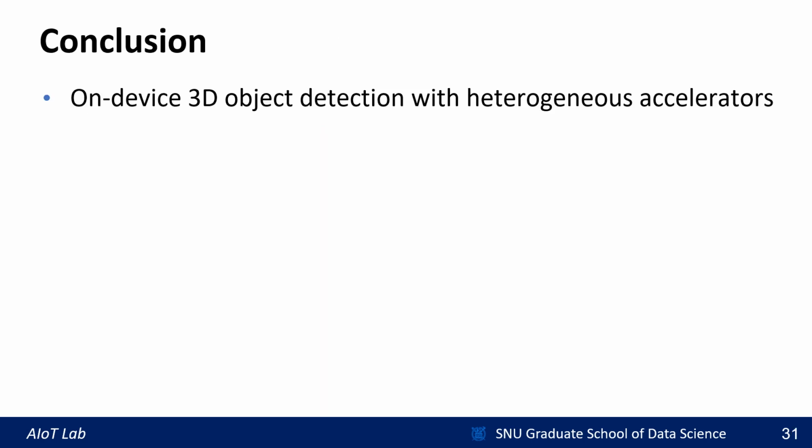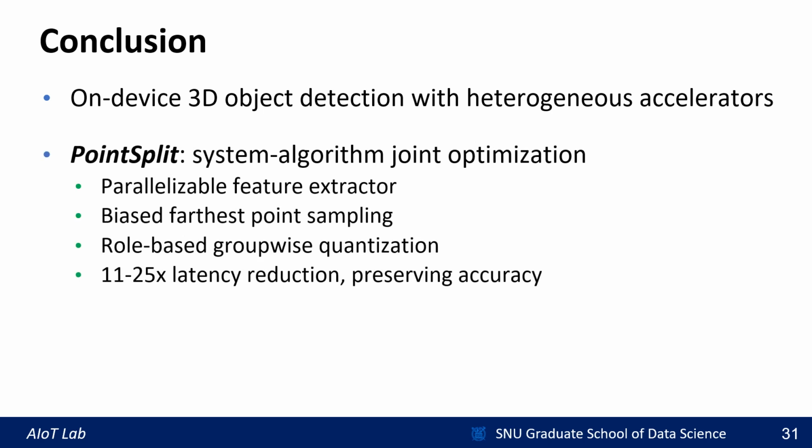To conclude, we envisioned that in the era of multi-type accelerators, heavy 3D object detection task is viable on device when heterogeneous accelerators are utilized synergistically. But naive combination fails to fully exploit the processors. We propose a new 3D object detection framework, PointSplit, that provides system algorithm joint optimization. We devised PointNet++ into parallelizable structure and new sampling technique called biased FPS is proposed. Also, role-based group-wise quantization is proposed. With these techniques, we achieved 11 to 25 times latency reduction, while preserving accuracy.